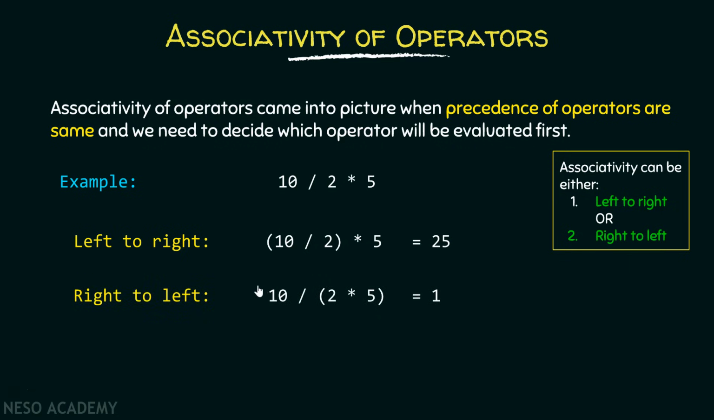If associativity is from right to left, then multiplication will be performed first and then division. 2 into 5 is 10 and 10 divided by 10 is equal to 1, right? Now which one is correct? Let me tell you one thing. Division will be performed first and then multiplication, because these two operators have the same precedence and their associativity is actually from left to right and not from right to left. Therefore, this one is correct and this one is not correct.